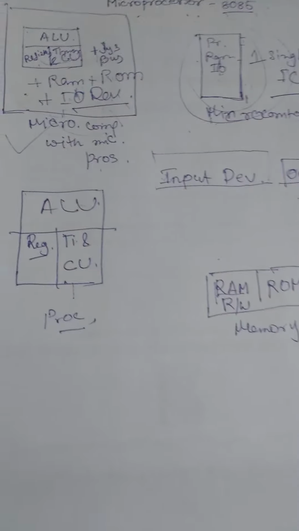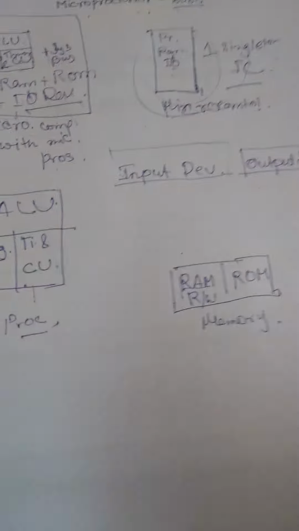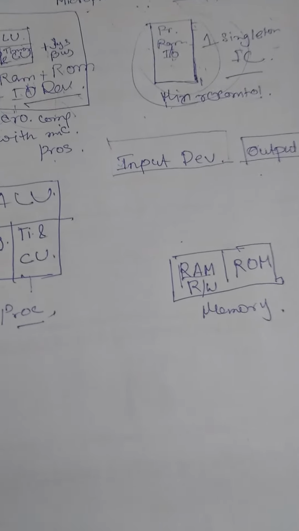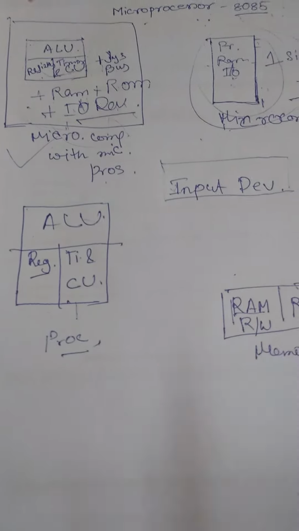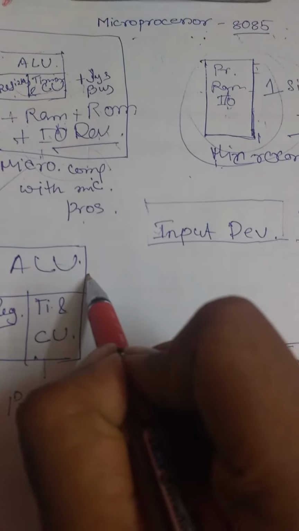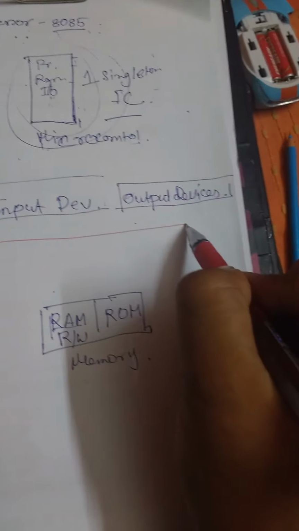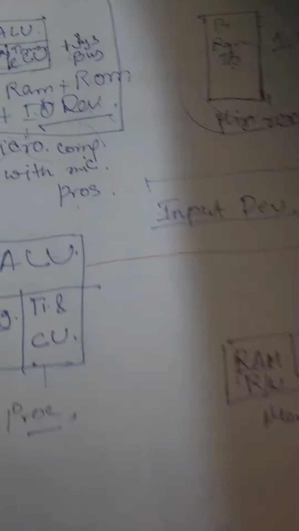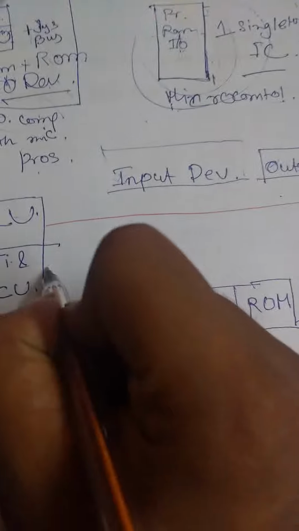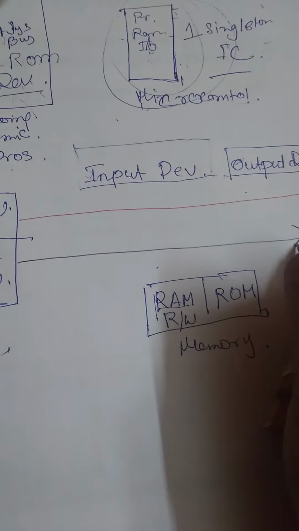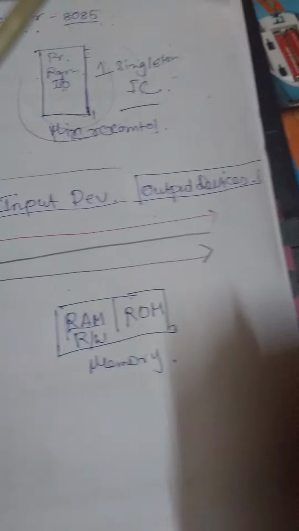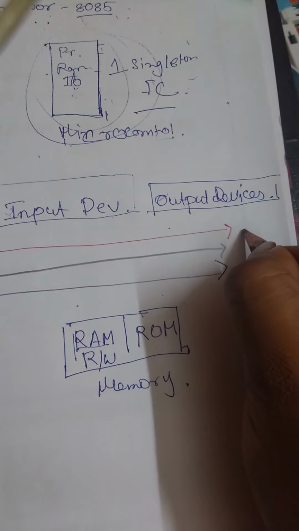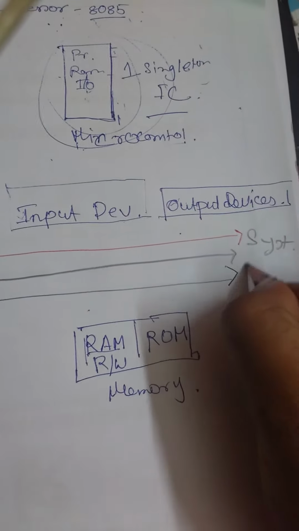Well, we have something called a system bus. In a system bus, we basically have three types of buses. These are the address bus, which I am drawing in red, a data bus, which I will draw in black, and a control bus. This whole thing constitutes a system bus.